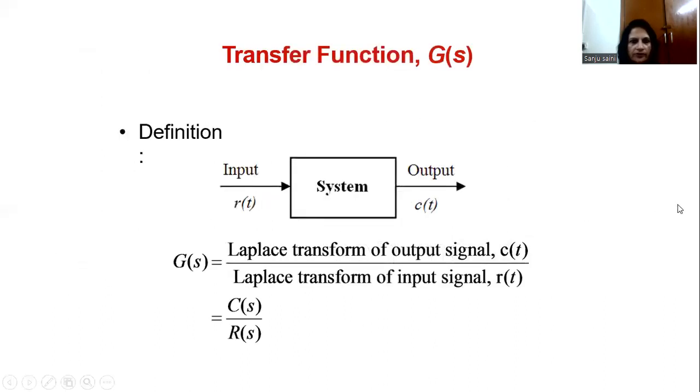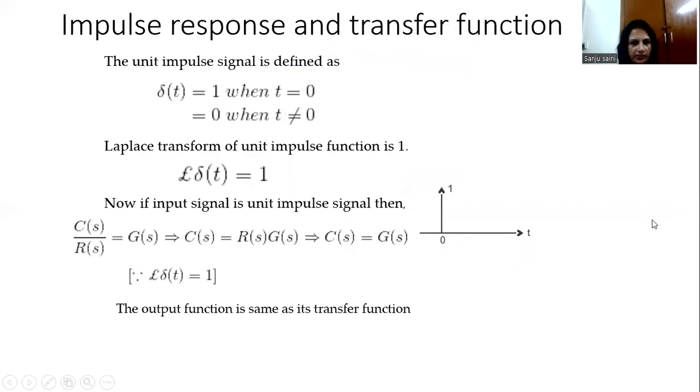So first of all, we start up with the definition of the transfer function. The transfer function of a linear time invariant system may be defined as the ratio of the Laplace transform of the output to the Laplace transform of the input, assuming initial conditions to be equal to 0. It is represented by G(s).